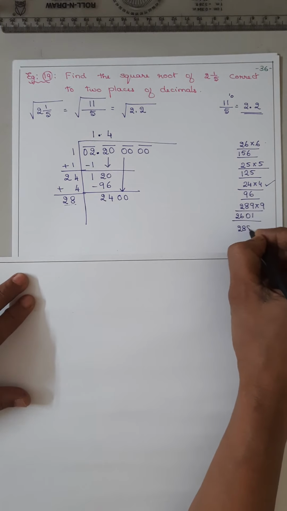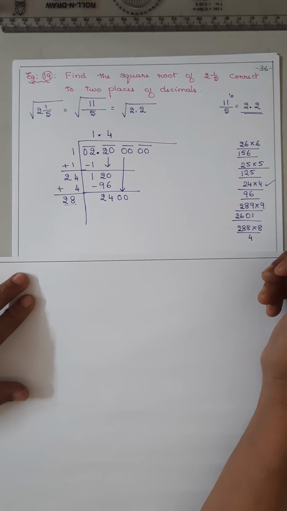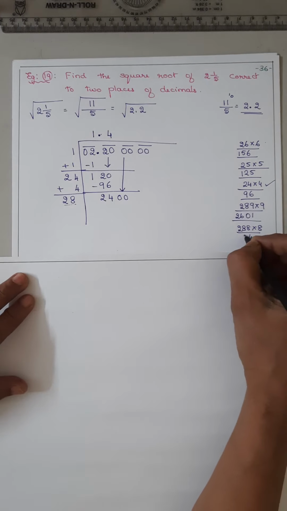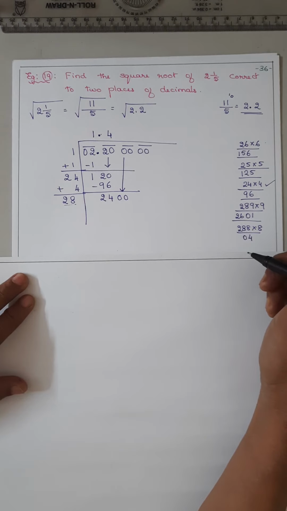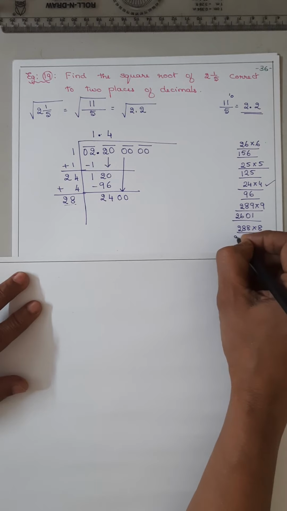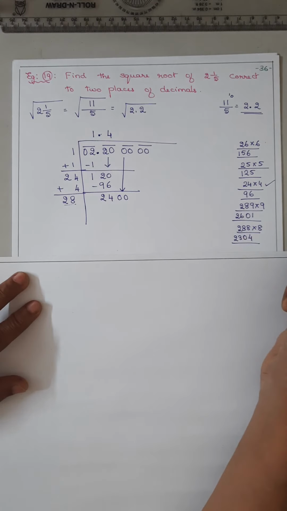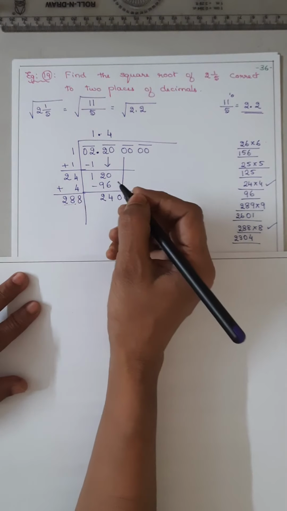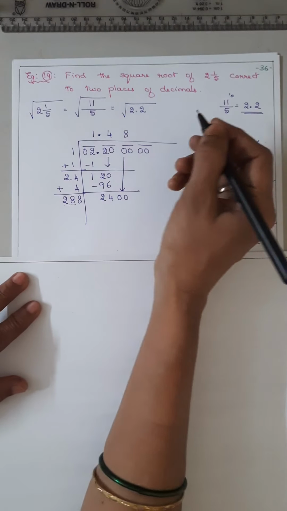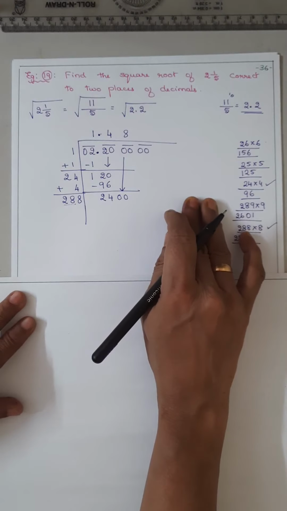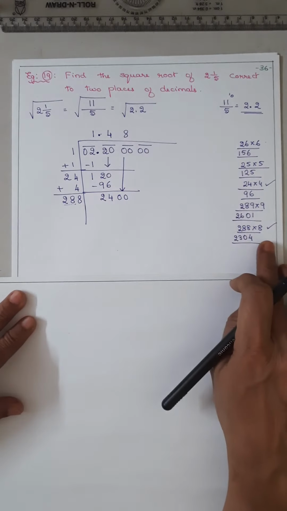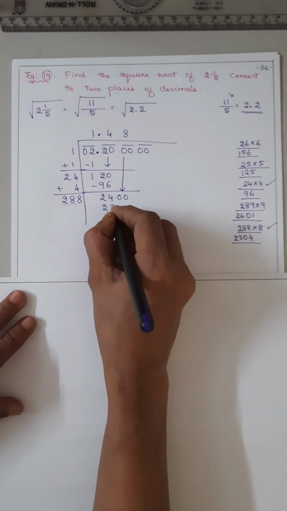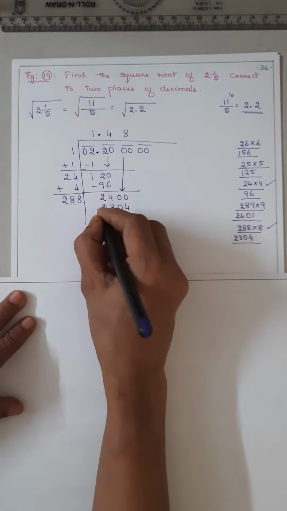Try with 8. 8 8s are 64. 8 8s are 64 plus 6, 70. 8 2s are 16, 17, 18, 19, 20, 23. So you got 2304. So we have to put which number? 8. Hope everyone is understanding. So 288 into 8 is 2304.